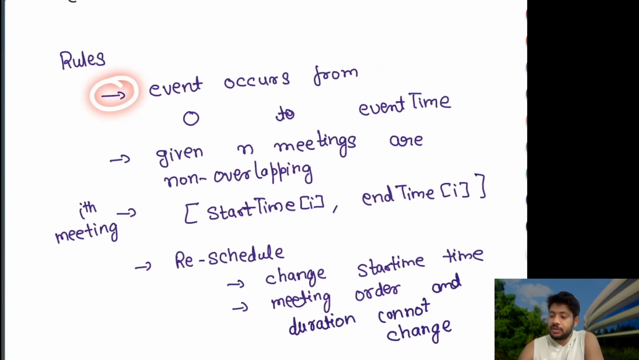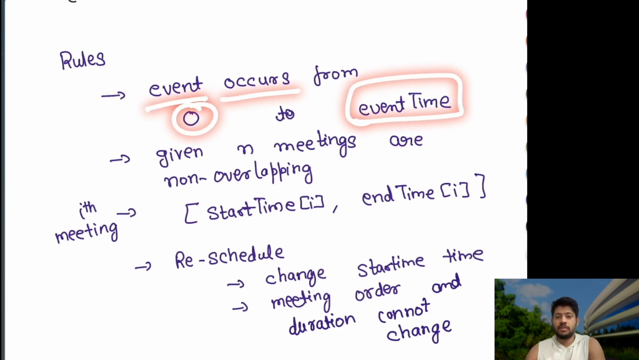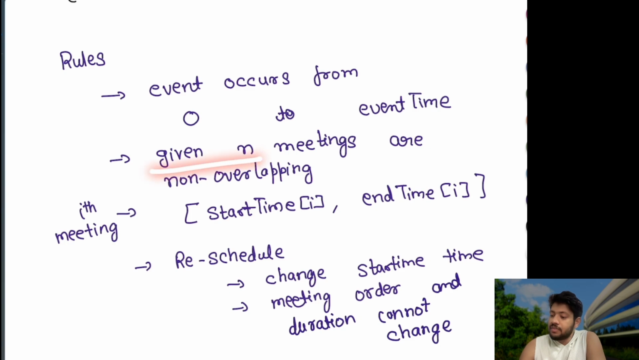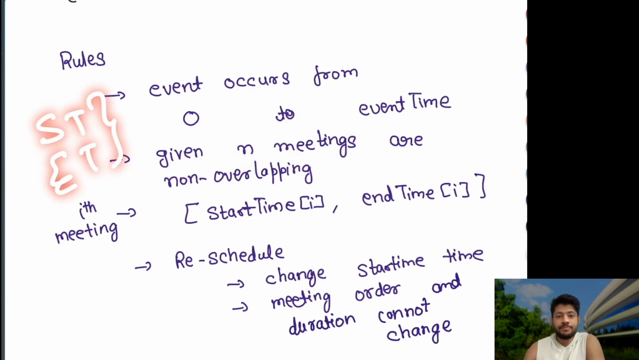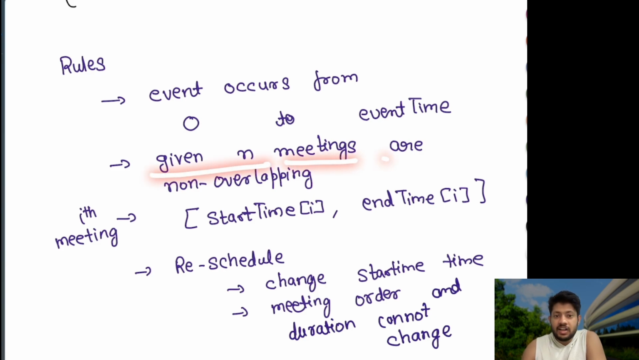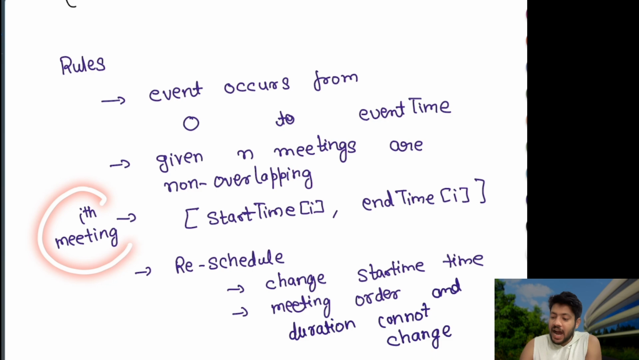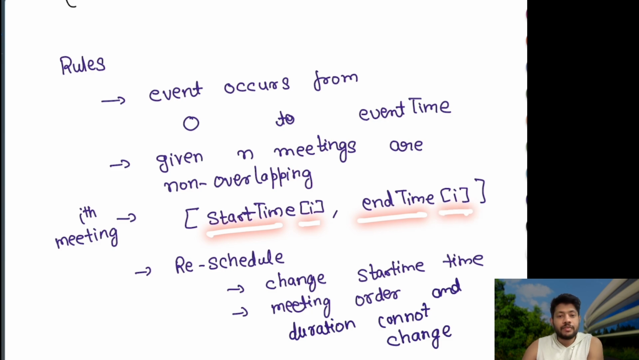The first one is something I have already told you. The event occurs from 0 to the event time, and we are given n meetings. They are given in the start time and end time arrays. We are given n meetings and they are non-overlapping. They are not overlapping with each other, and for any ith meeting we can find the start time and end time of that meeting using start time of i and end time of i. Basically the ith element in start time and the ith element in end time tell me the schedule of the ith meeting.